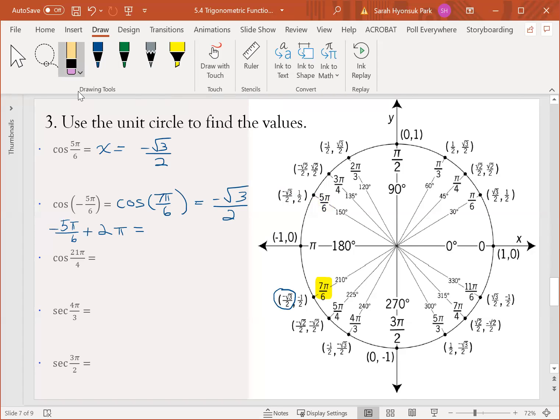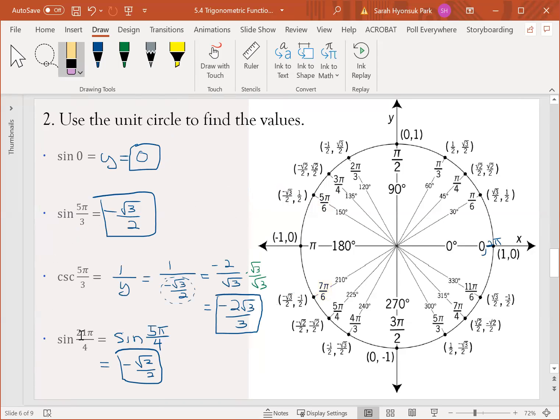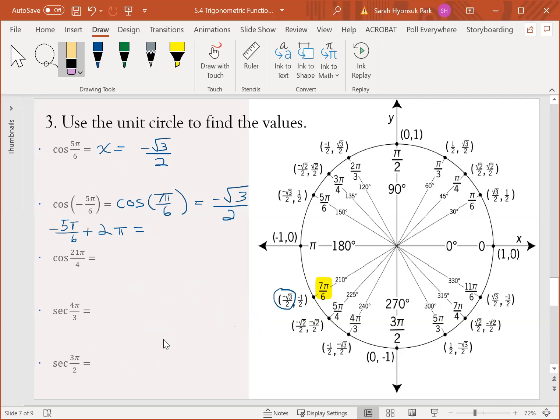All right, so the 21 pi over 4, again, that's way too big. I think, was this the same one that we did before? We did sine of 21 pi over 4 is equivalent to 5 pi over 4. So here, cosine of 21 pi over 4 is equivalent to cosine of 5 pi over 4. Let's see where 5 pi over 4 is. 5 pi over 4 is down here. The x value is negative root 2 over 2.